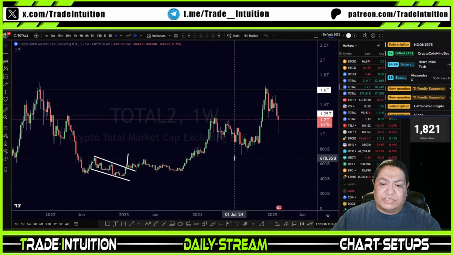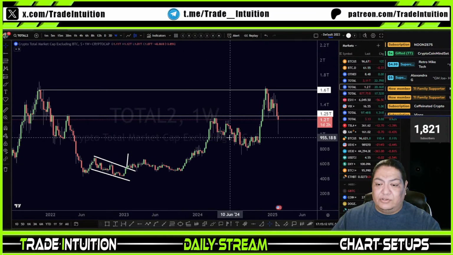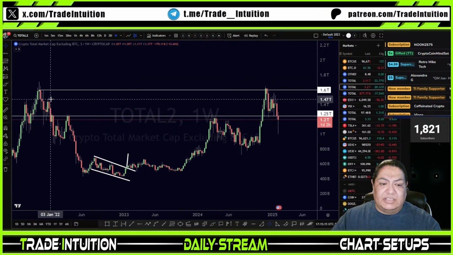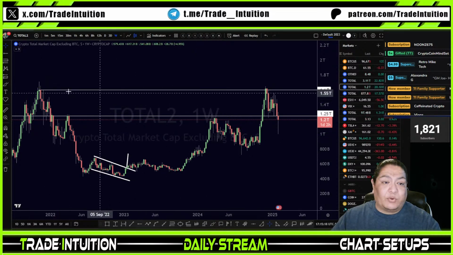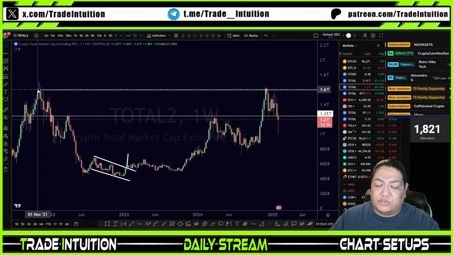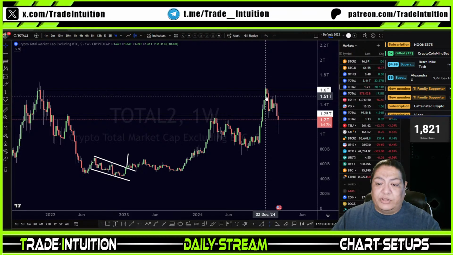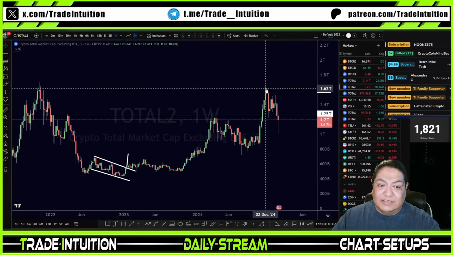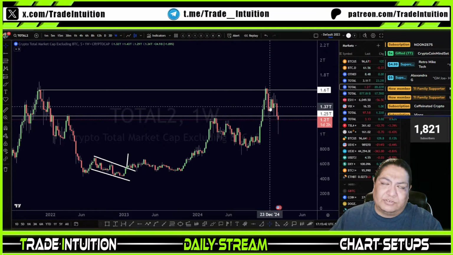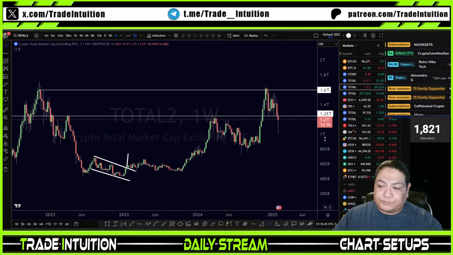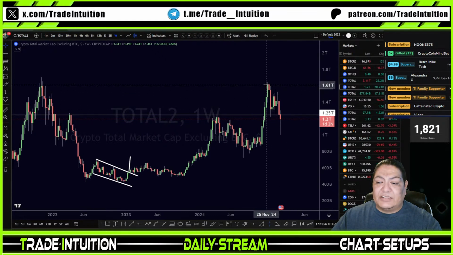So this is total 2, which does not include Bitcoin. This is on the weekly time frame. We can see that we had 1.6 trillion back in November 2021. This was the all-time high. Remember, this does not include Bitcoin. And sure enough, December 2024, we surpassed that, and this is kind of a body close. We surpassed that by barely 0.02 trillion, which is still a lot of money. We surpassed that back in December. Then we haven't looked back.